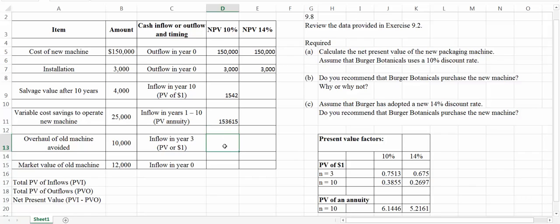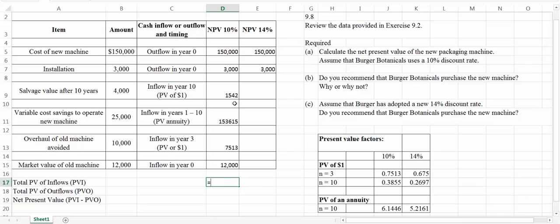The overhaul of the old machine that we don't have to do, we had identified as an inflow. So the present value of that is going to be equal to the 10,000 times the present value factor. This is going to happen in 3 years and it's at 10%. So we'll multiply those two. That gives us 7,513. And finally, in the first year, we are going to get $12,000 for the machine that we're selling.